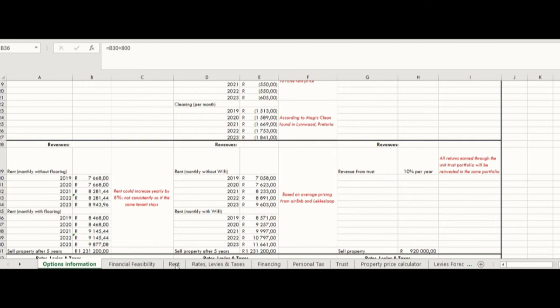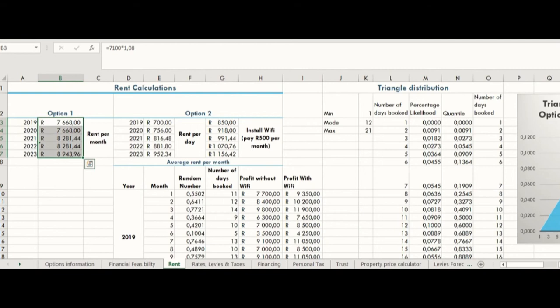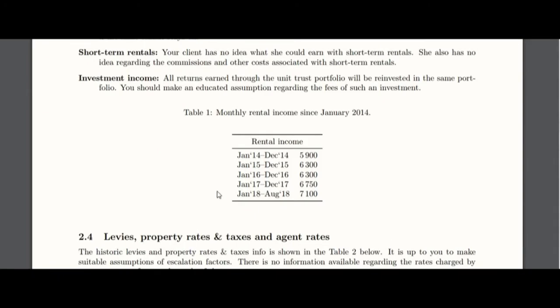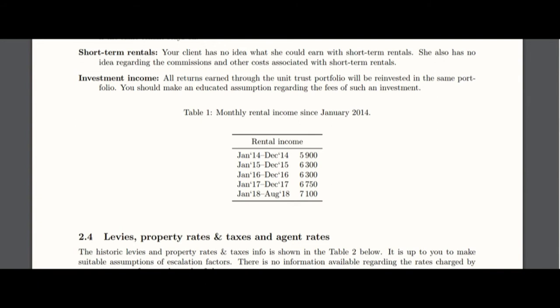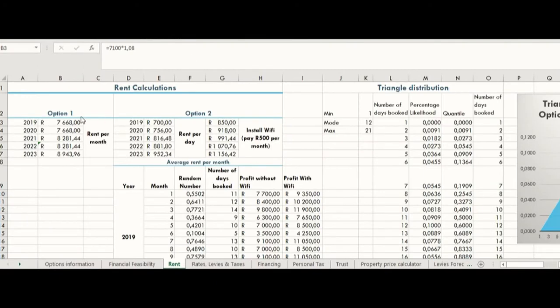If we go to the rent tab, we can see how the rent was calculated. Looking at monthly historical rental income for the apartment, we can deduce what the next few years' rental income will be. So starting at 2019, we will add 8%. Then, to keep people that rent the apartment happy, we will increase by 8% every second year.